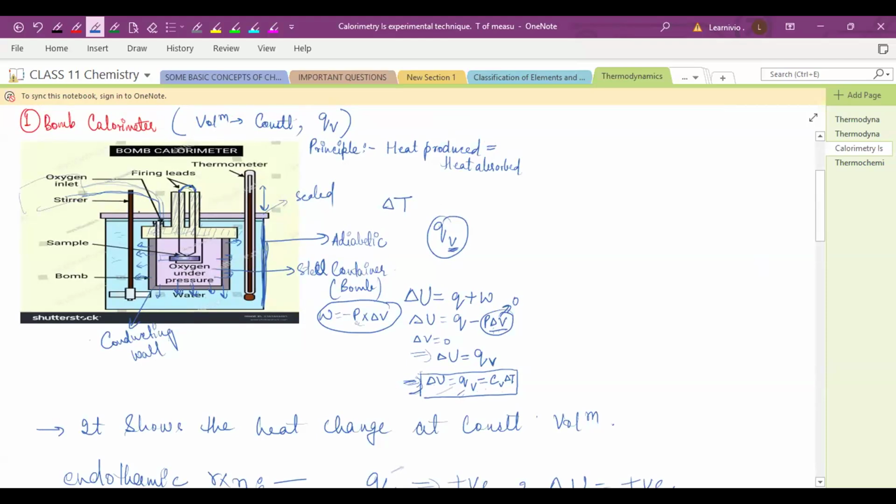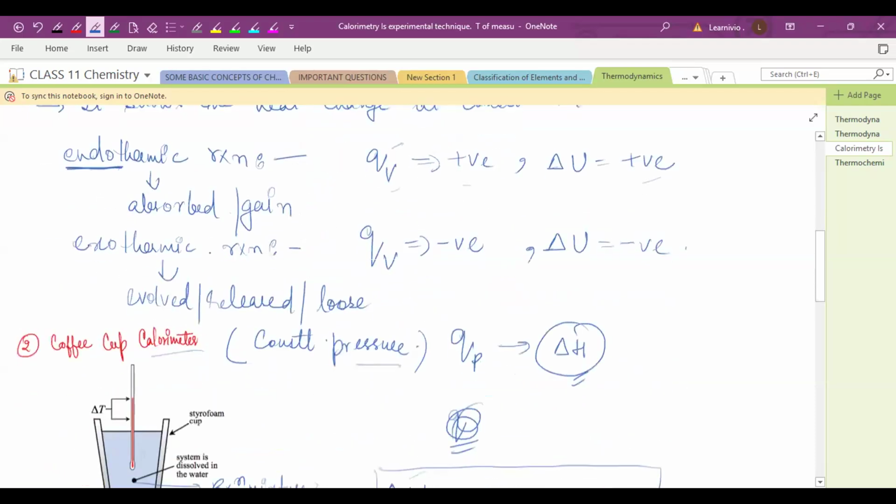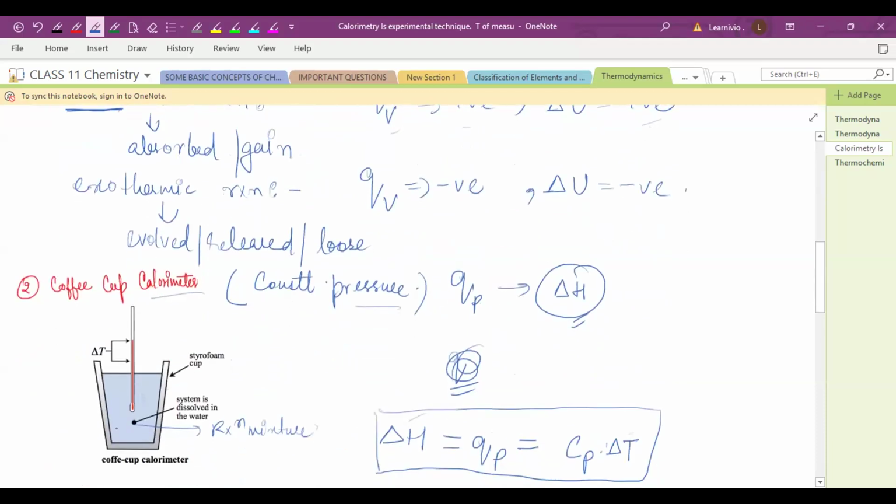Here this whole setup is known as the calorimeter. What is the calorimeter here? This whole large one, not only this bomb. The bomb is not the calorimeter over here; the whole setup is the calorimeter. But in the coffee calorimeter, the coffee cup is the calorimeter.